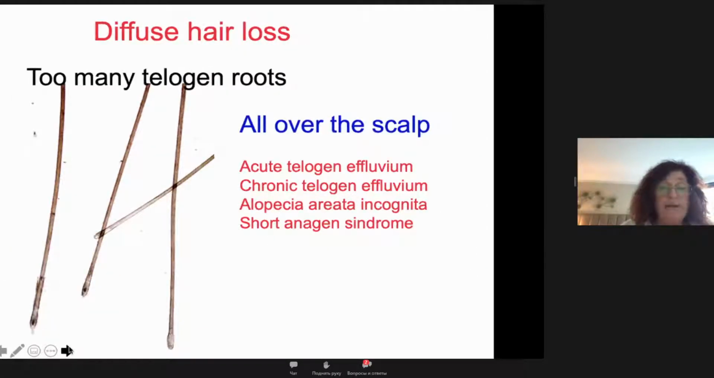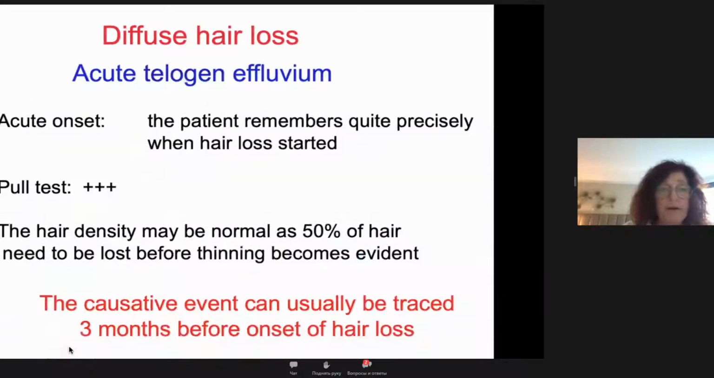So other possible situations in which you see too many telogen roots all over the scalp are acute telogen effluvium, chronic telogen effluvium, alopecia areata incognita, and short anagen syndrome. So acute telogen effluvium, usually the patient remembers the causative event, usually 3 months before the onset of the hair loss, and they have a very positive pull test.